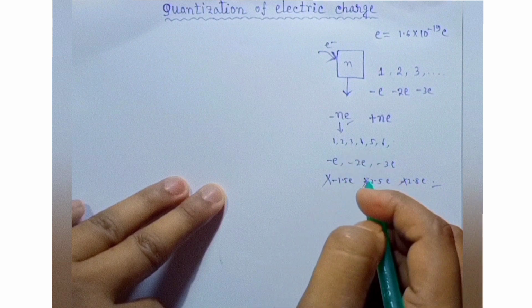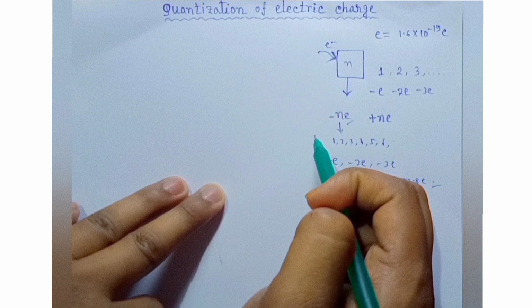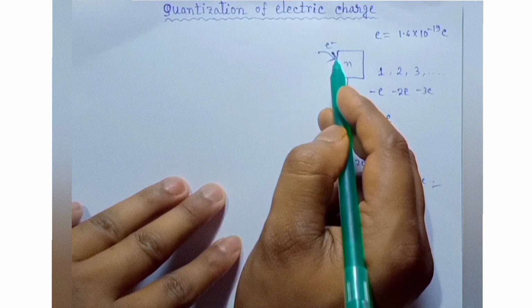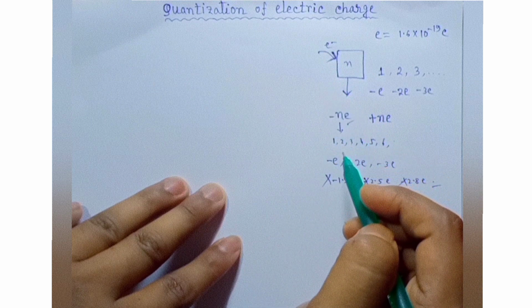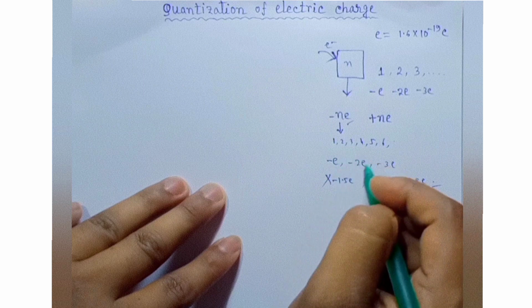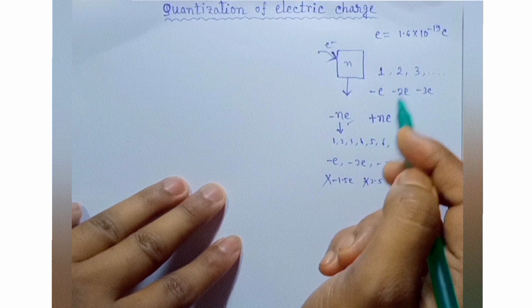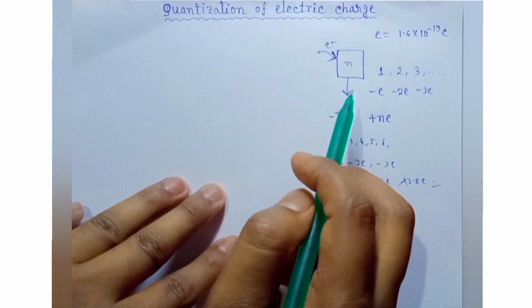So this thing is called the quantization of electric charge. The quantization of electric charge means a charged body can have electric charge in integral multiples of the charge of an electron, and no intermediate charges are possible to create in an object. So this thing is called the quantization of electric charge.